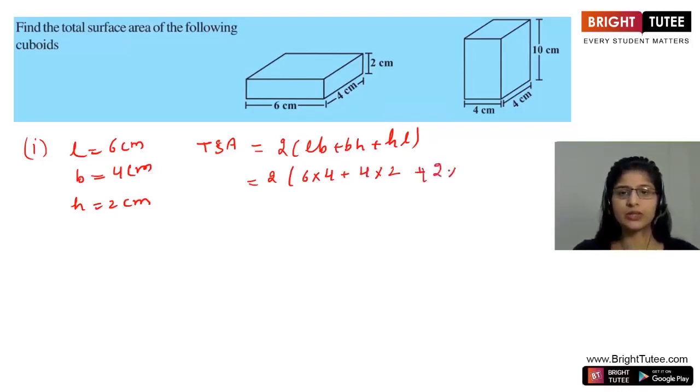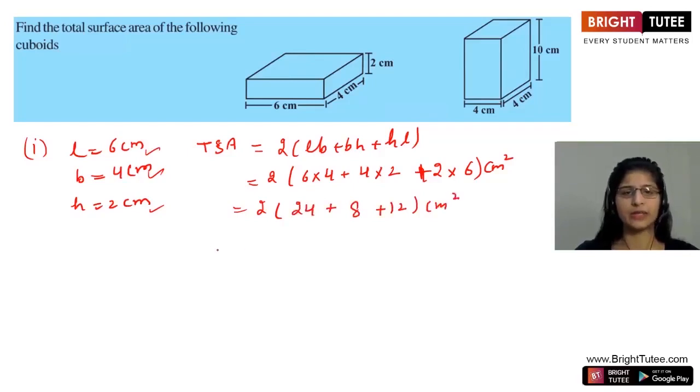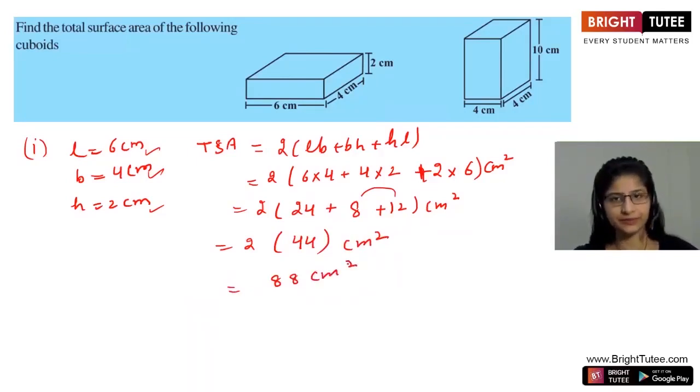2 into what we have then? We have L. L is 6. Right? So let us solve it. 2 into, now the unit is centimeter, so the area will be in square centimeter. 2 into 6 fours are 24 plus 4 twos are 8 plus 2 sixes are 12 square centimeter. We get 2 into, let's say 12 plus 8 is 20, 20 plus 24 is 44 square centimeter. So the total surface area is 88 square centimeter. Clear? So this is how we find out and apply the formula to questions like this.